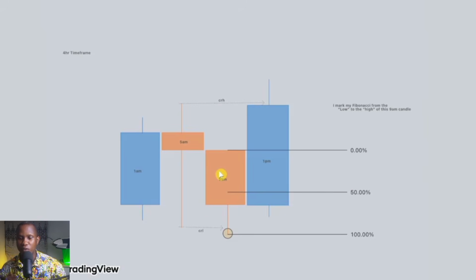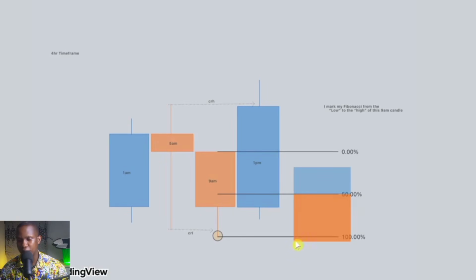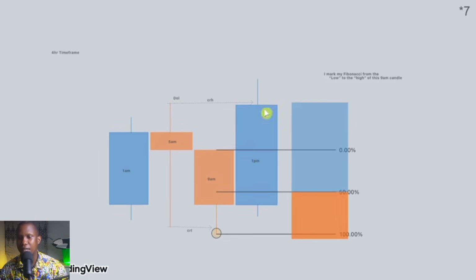How can we use this for our entry? Once this 9 a.m. candle was formed, we get our Fibonacci tool. We'll mark from the low to the high of this 9 a.m. candle, and this 50% zone is our discounted level. We're going to make our entry at this discounted level, stop loss below this level, and we'll target this candle range high for our take profit, guys.